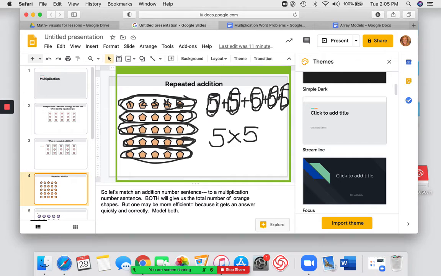In repeated addition, you are just adding your each factor over and over. And you're doing it the amount of groups that you have. So in this case, I'm going to add the number 5, and I'm going to do it 5 times. And as you can see in this visual over here, this matches it right up. There are 5 groups with 5 little orange shapes in each. Let's keep going.